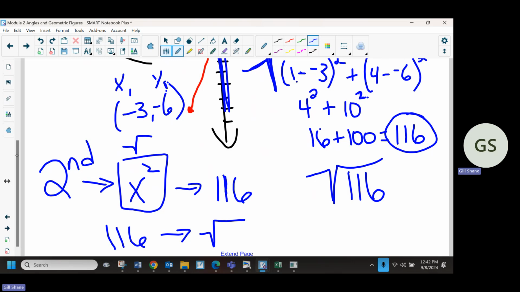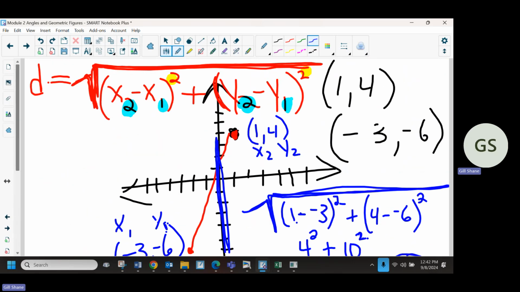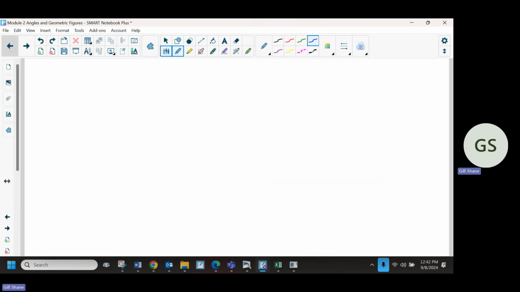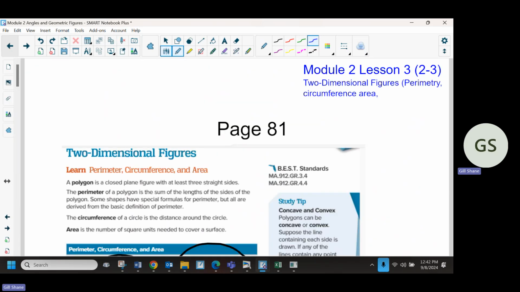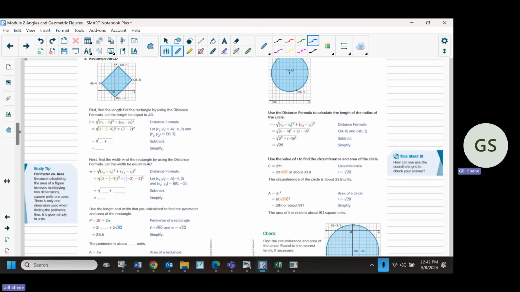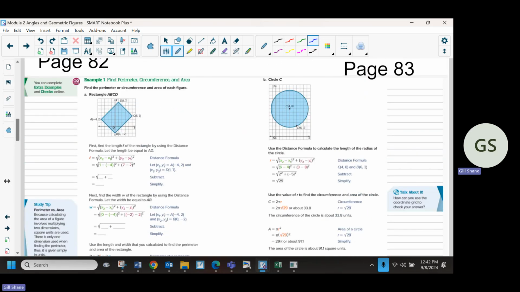So that's how we find the distance between 2 points. Again, we did that on Friday, so you kind of already have it. Now we're just going to go to some of the problems that I assigned and I'm going to assign. We'll probably do that in class.